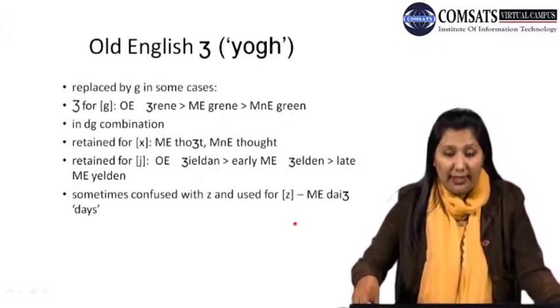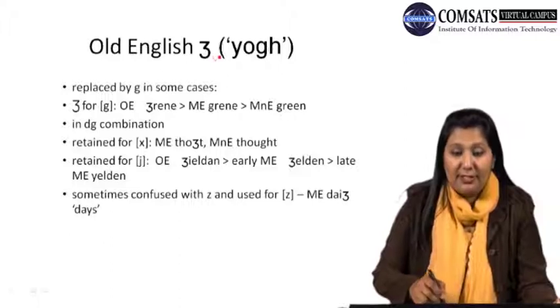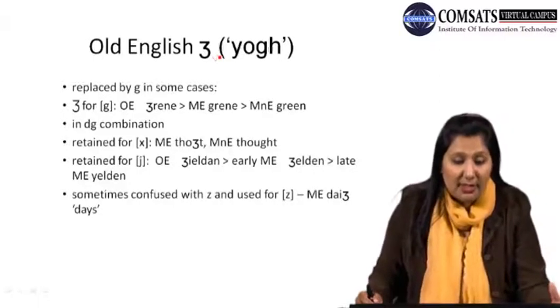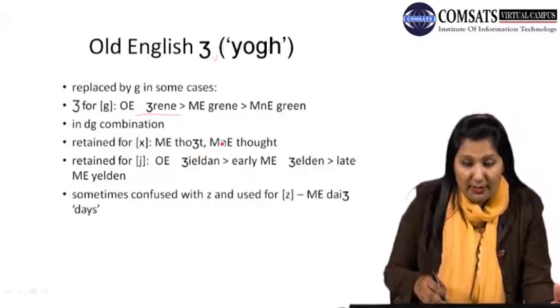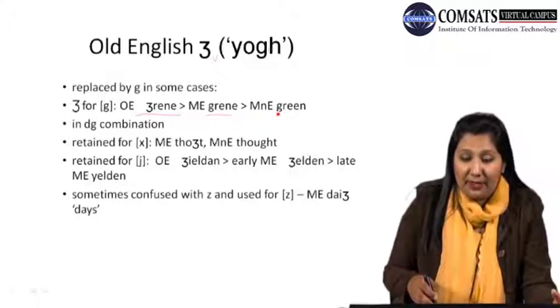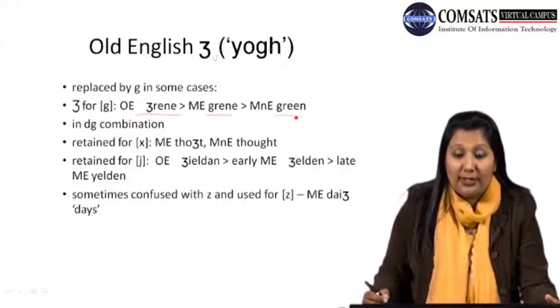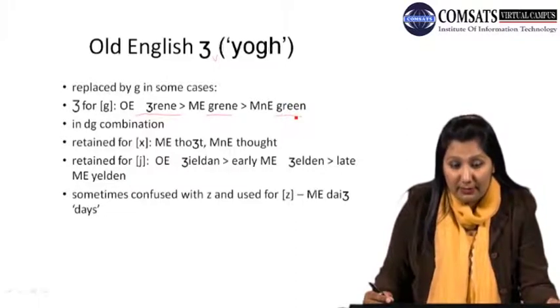In the Old English period, there is another word, pronounced as yog. It was replaced by the g sound in some cases. J for g, for example, in Old English it was grene, whereas it is grene in Middle English, and then in Modern English it is green. Yes, good to know that green is coming from grene, and then green.